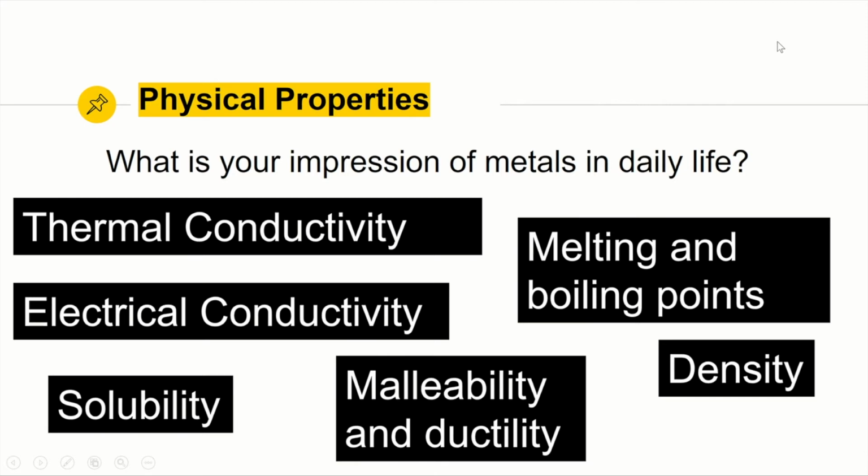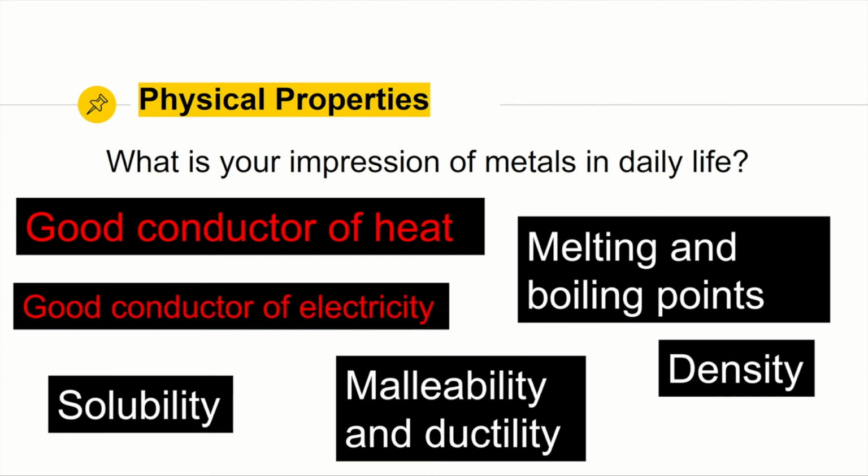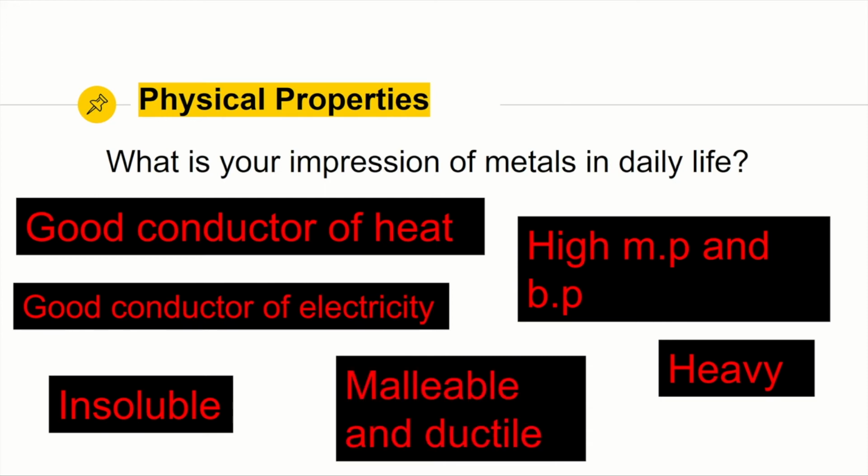So for thermal conductivity, we know that they are good conductors of heat. Okay, they can conduct electricity. They are heavy. Melting point, boiling point, they are very high. Okay, and they are not soluble in water, neither are they soluble in oil, okay, both water and organic solvent. And metals can be molded into different shapes. So they are very malleable, okay, and they can stretch into very thin wires. Okay, so they are called ductile. So why do they have these properties?